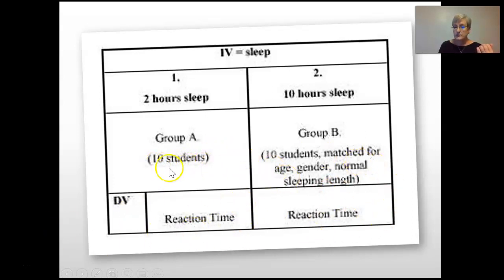By matching the first 10 students who have a known age, a known reported gender, and a known measured normal sleeping length, I can match the pairs. So I have a student who is, say, 22 and female and usually sleeps 7 hours. So I'm going to have one of those people in group A and one in group B, and so on. It may seem unnecessarily tedious, but it's a very powerful technique to use.